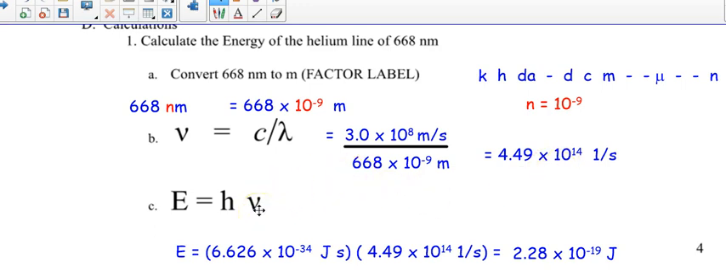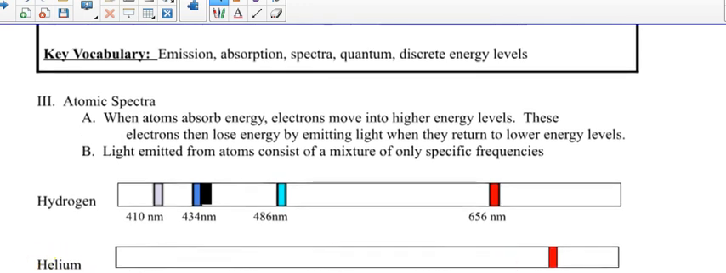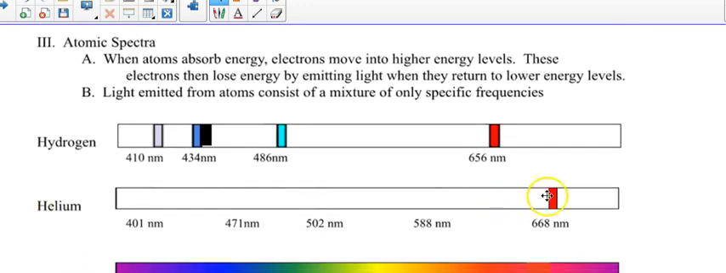So what we're going to do now is use the 4 wavelengths from hydrogen. Here, let me show you. Remember this? We just calculated the helium using the wavelength of this, and we found its frequency and we found its energy. We're going to do the same thing now with the hydrogens.